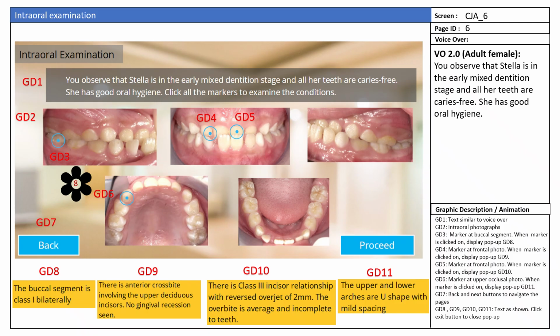Similarly, the intraoral examination section uses intraoral photographs with clickable markers to highlight features such as anterior crossbite and occlusal relationships. This allows learners to visually connect theoretical orthodontic concepts with actual clinical findings and highlights the multimedia principle, which states that learners understand better from words and images together than from words alone.